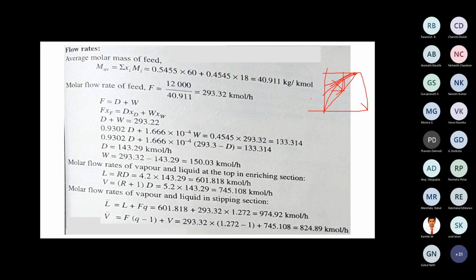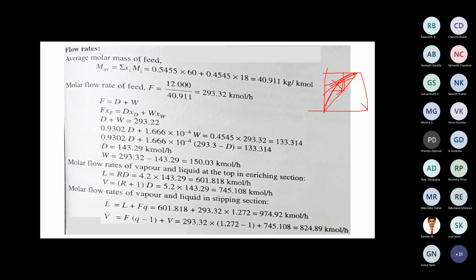Pardon, sir? Actually, this intercept XD by RM plus 1 you also have, then RM is replaced by R. Okay. So the actual line will be below, sir. Correct. Now you have two different sections: the enriching section and the stripping section.